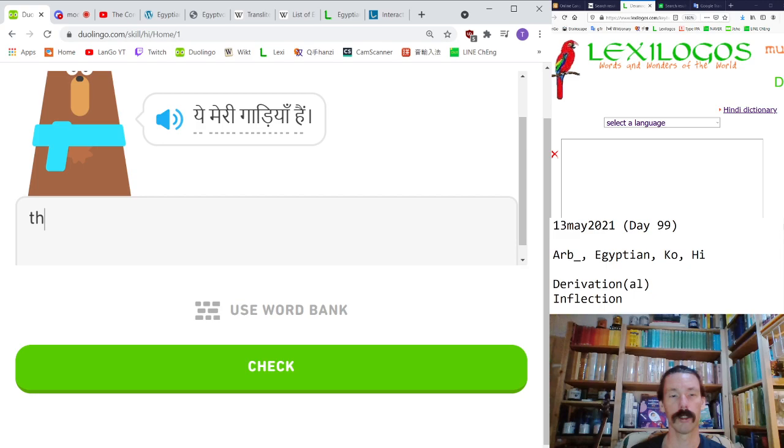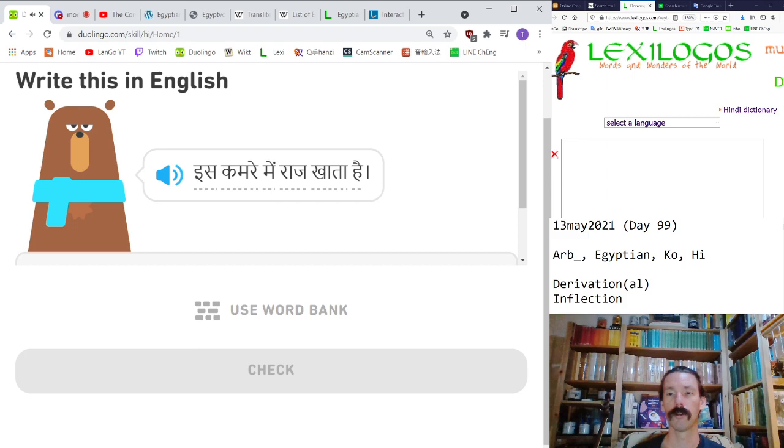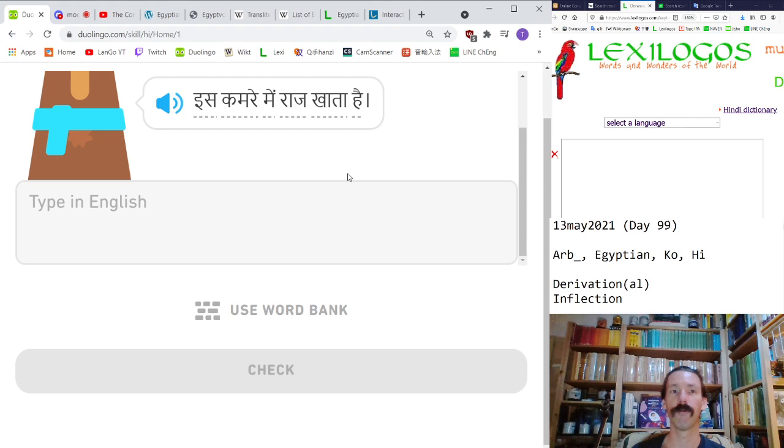These are my cars. Is kamre mein Raj khata hai. Didn't you say that all the ones that have the verb at the end tend to have similar grammar? Well, to the extent that I know them, yeah, they're exactly parallel. When you order your syntax that way, it just leads inevitably to certain sentence structures and not others. Is kamre, plural, in these rooms, Raj khata hai.